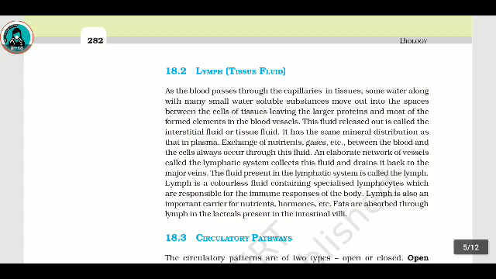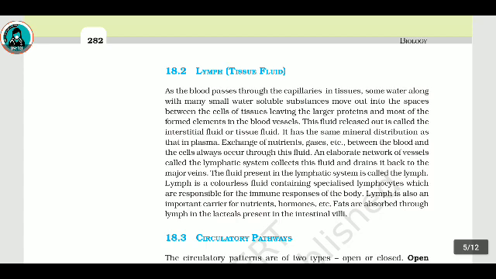18.2 Lymph, tissue fluid. As the blood passes through the capillaries and tissues, some water along with many small water-soluble substances move out into the spaces between the cells of the tissues, leaving the larger proteins and most of the formed elements in the blood vessels. This fluid released out is called the interstitial fluid or tissue fluid. It has the same mineral distribution as that in plasma. Exchange of nutrients, gases, etc., between the blood and the cells always occurs through this fluid.